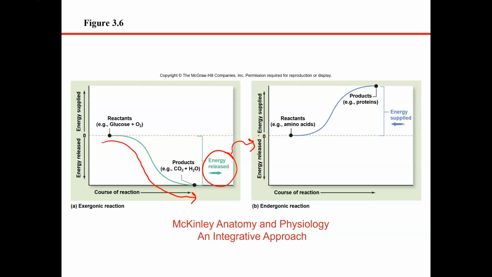So in an endergonic reaction, we start out with reactants that have a small amount of energy. So in this case, we have amino acids. When we build up proteins from amino acids, these have lots of energy.